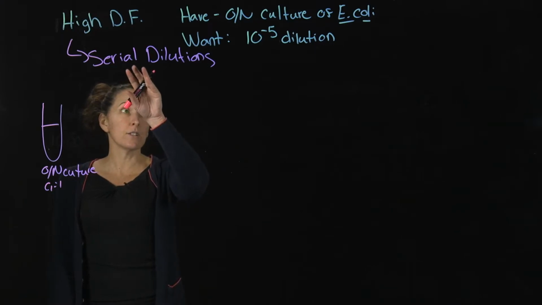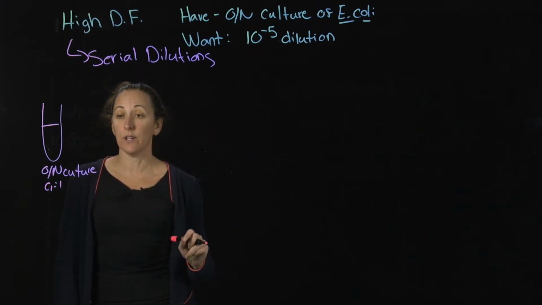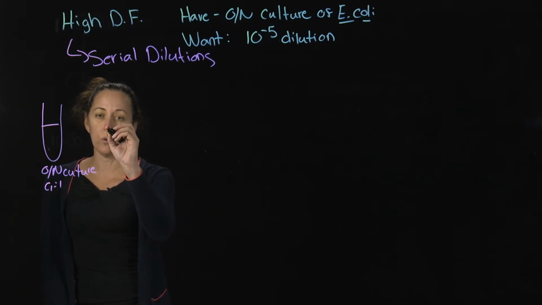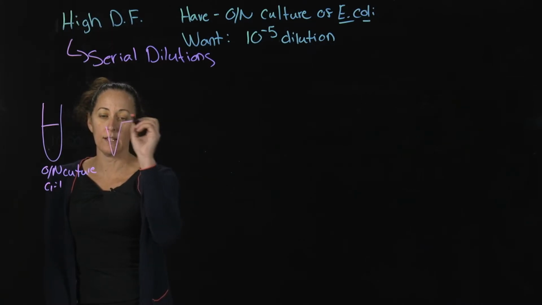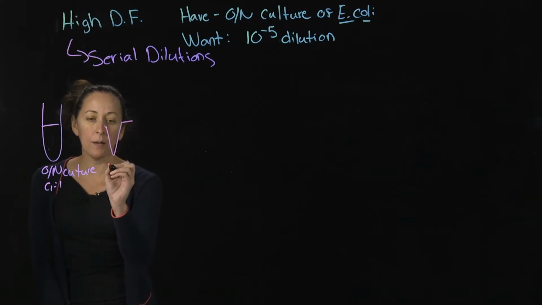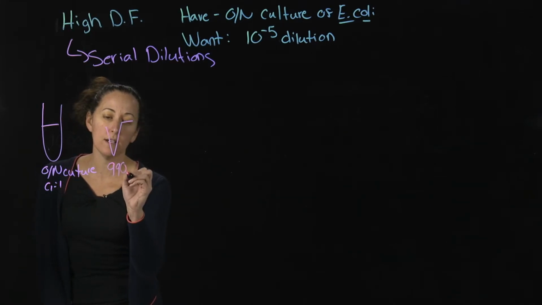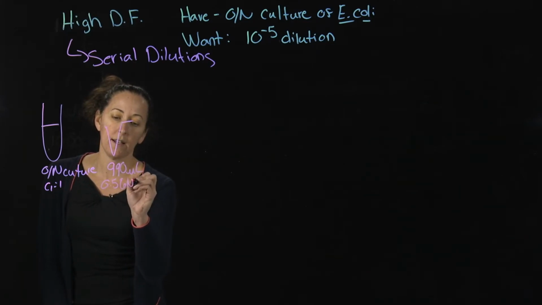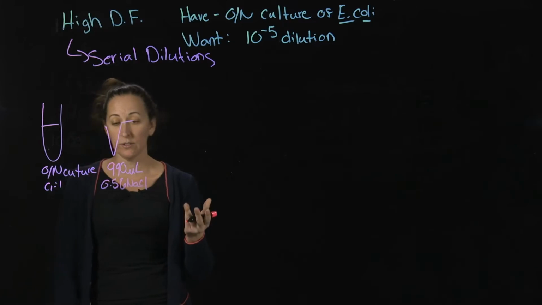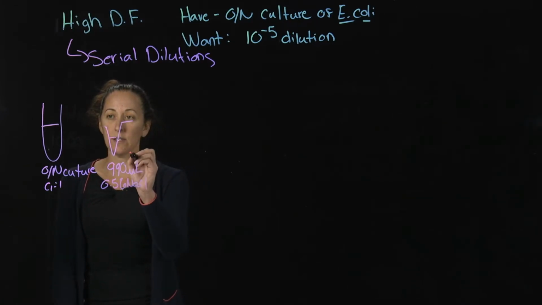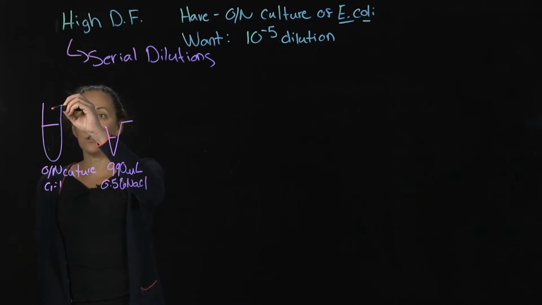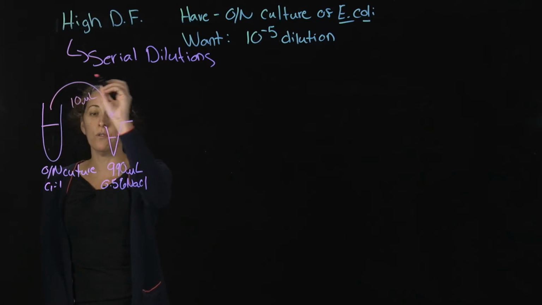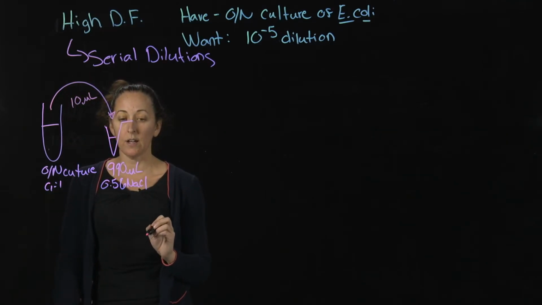So to get to such a high dilution factor, a 10 to the negative 5 dilution, we need to do it stepwise. There's more than one way to do it, so I'm going to show you one way. What I have here is an Eppendorf tube. In my Eppendorf tube, I have 990 microliters of 0.5% NaCl. We often dilute our cells into NaCl. From our overnight culture, we are going to take 10 microliters into our 990 of NaCl.